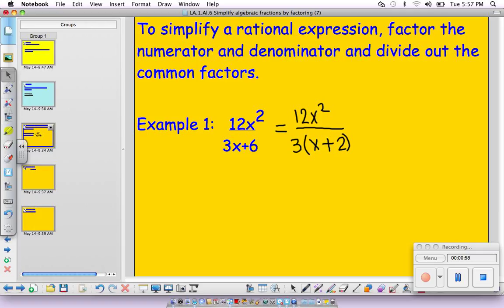3 and 12 share a common factor of 3, so I'm going to divide out a 3 here. 3 goes into 3 once, 3 goes into 12 4 times. So I'm going to have 4x squared over 1 times x plus 2. This x is used in an expression, so I can't divide it out or factor it out with this x. So this is the simplest form.